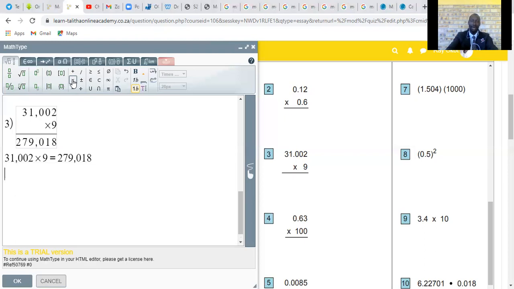Now in the next example, that is, the next question in activity 1, we have to multiply 0.63. Okay, we have to multiply 0.63. So let's have it right here.